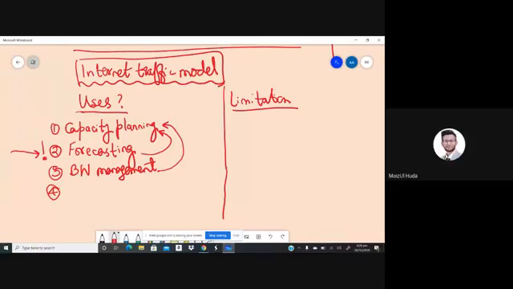What I would write is: designing different traffic monitoring applications.